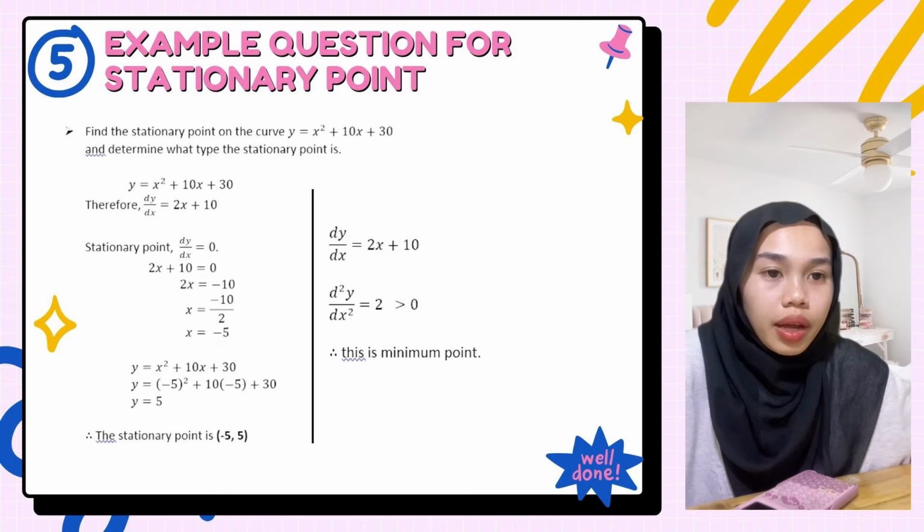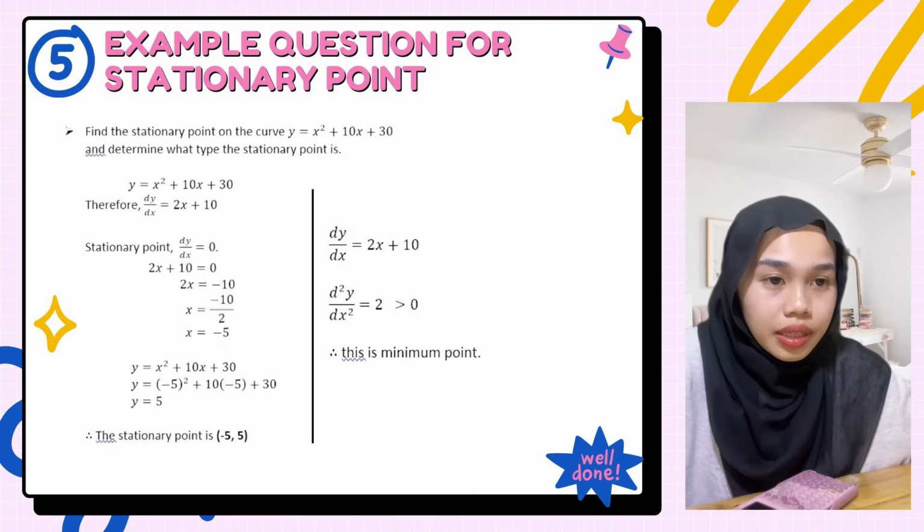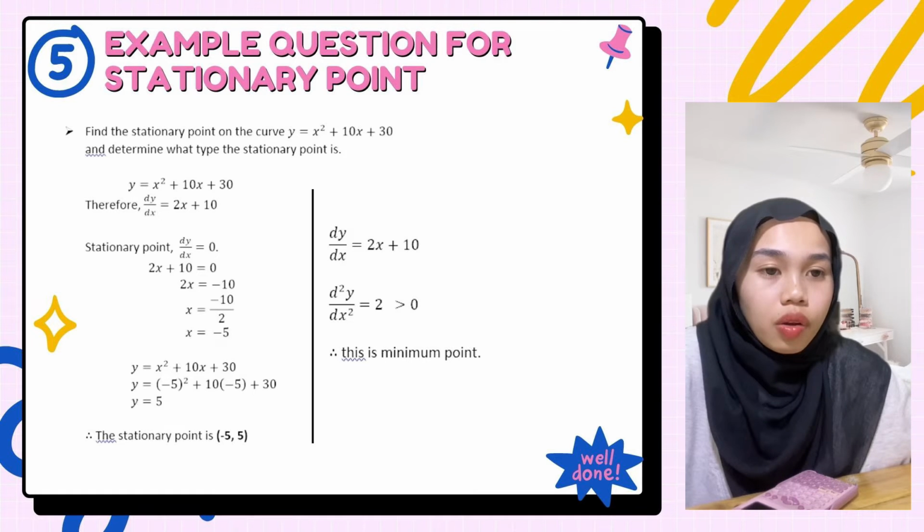Take the equation back, then put the value of x in the equation. So y is equal to negative 5 squared plus 10 times negative 5 plus 30. So here the value of y is 5. So we get the value of x is negative 5, then the value of y is 5. Therefore, we know that the stationary point is negative 5, 5.